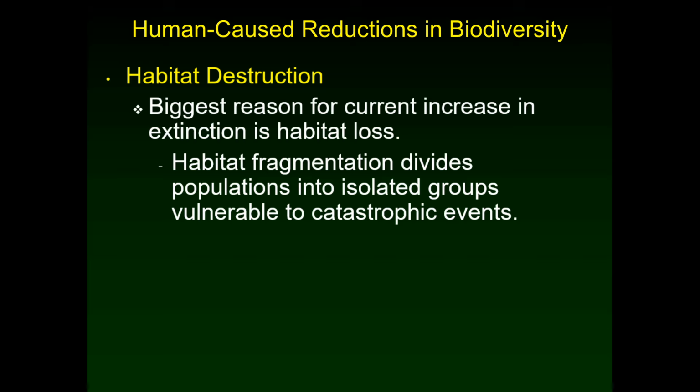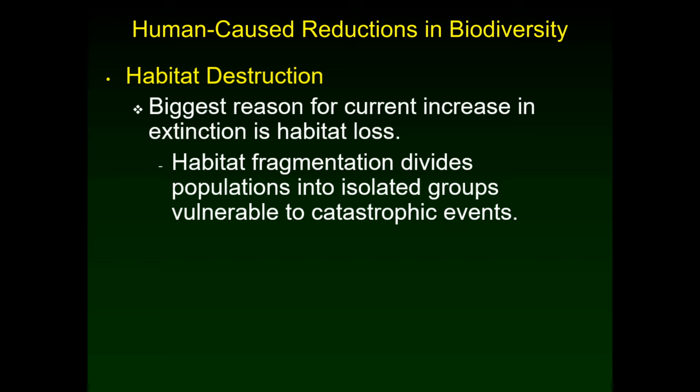Habitat fragmentation divides a population into isolated groups vulnerable to catastrophic events. Think of how in Indiana, it's really common to see these really tiny forests in the middle of farmland. There was a researcher at Purdue named Rachel, and her master's project looked at those as islands, because in between, in that agricultural land, nothing can survive.